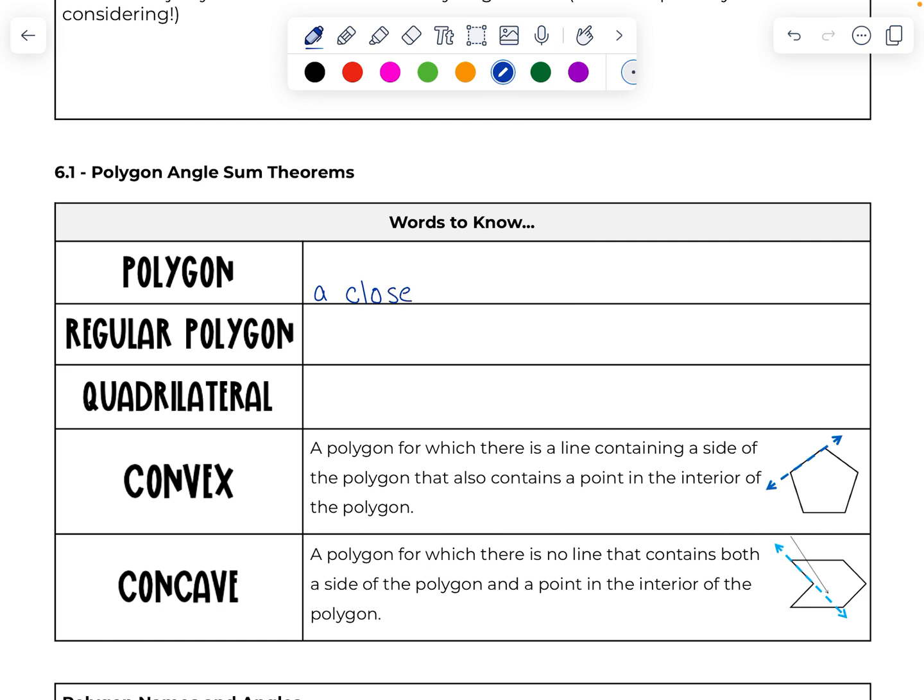A closed figure, or I guess we should say a closed 2D figure with straight edges. Basically, a square, a triangle, a pentagon, a hexagon, octagon, things like that. We are not talking about circles because those don't have straight sides.